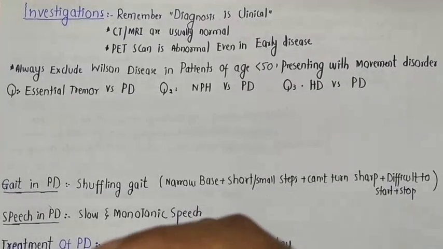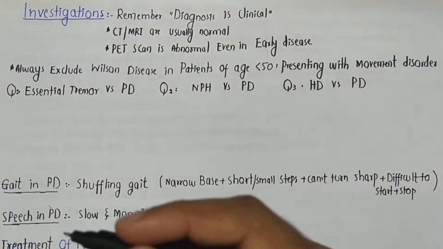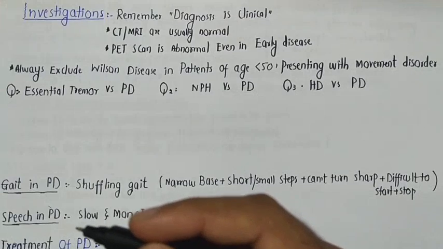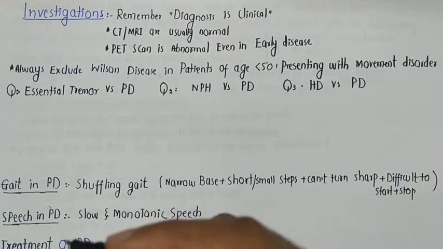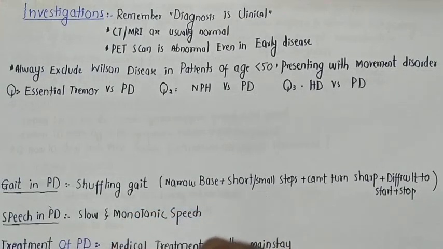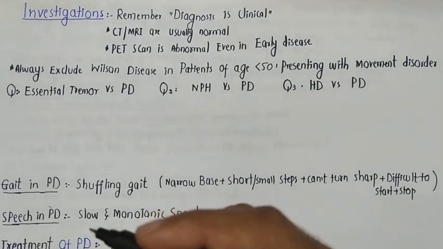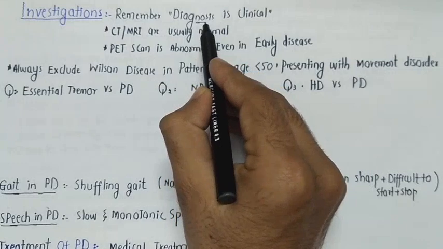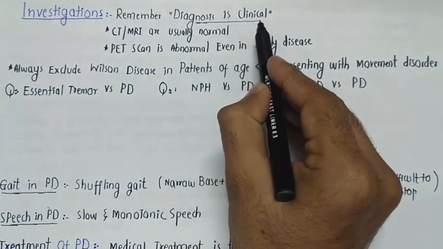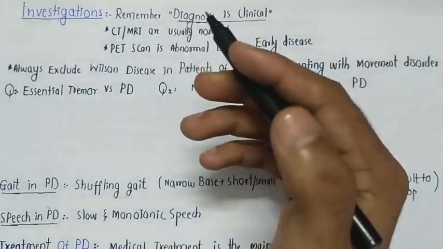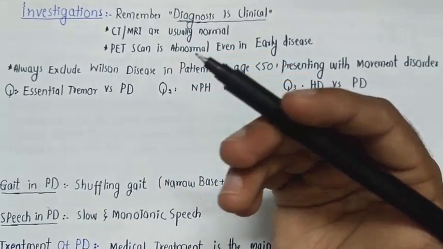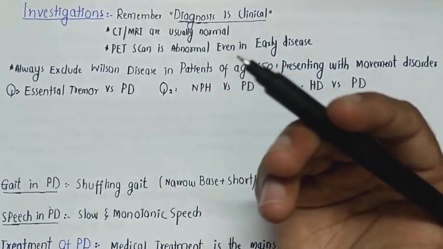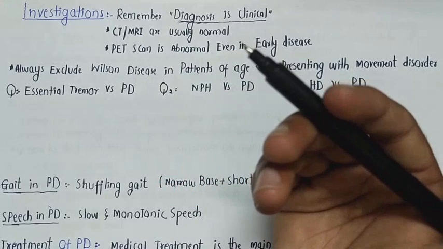Now we have discussed the clinical features of Parkinson's disease. Now let's talk about investigations and diagnosis of Parkinson's disease. Remember, the diagnosis of Parkinson's disease is clinical. You don't need any investigation to establish the diagnosis. You can diagnose the patient from clinical features alone.